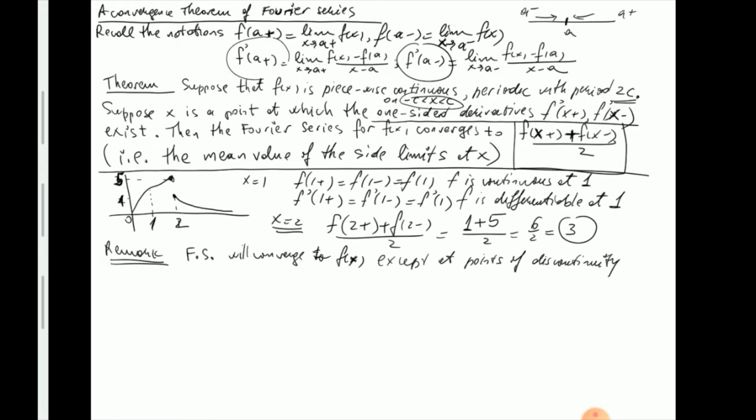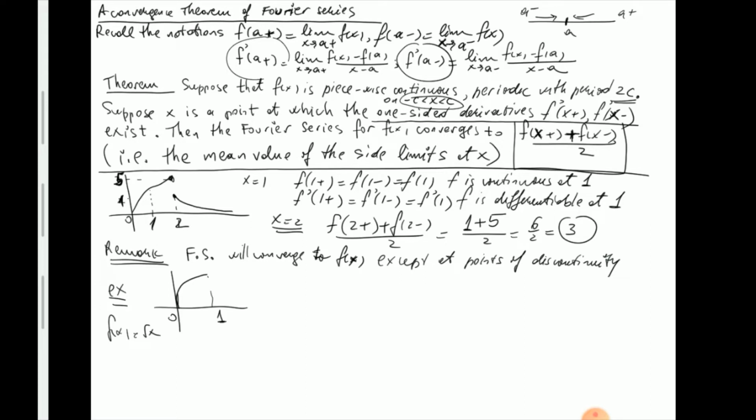And if the point itself doesn't have finite sided derivatives, then the convergence is not guaranteed by these theorems. So basically, we're not going to deal in this class with functions that may be piecewise continuous but are not piecewise differentiable. So here's an example. You could have, for instance, f of x equals square root of x. Let's look at square root of x over the interval 0, 1.